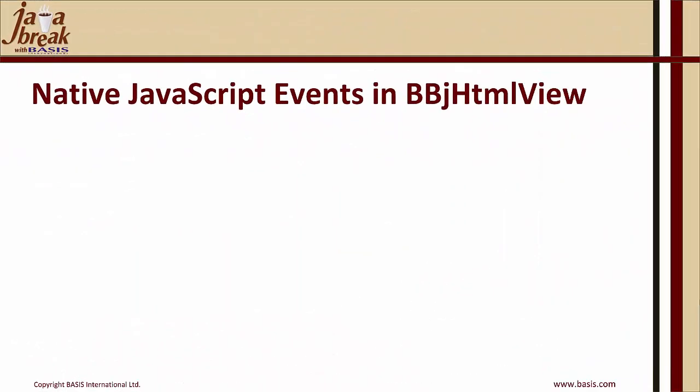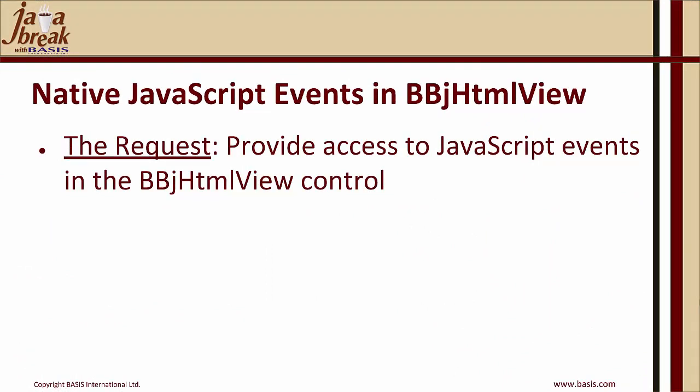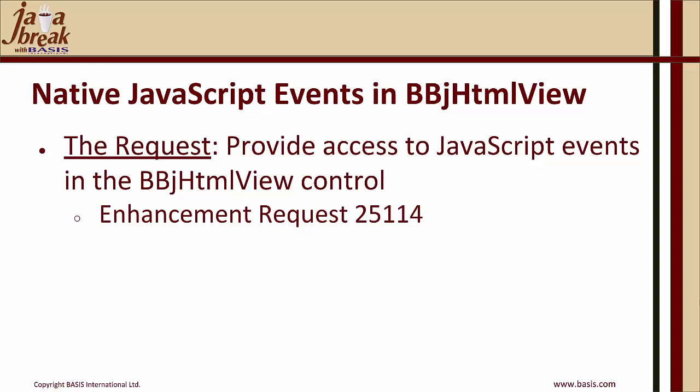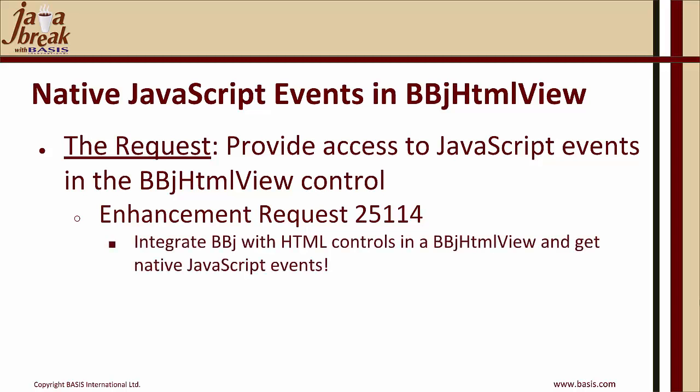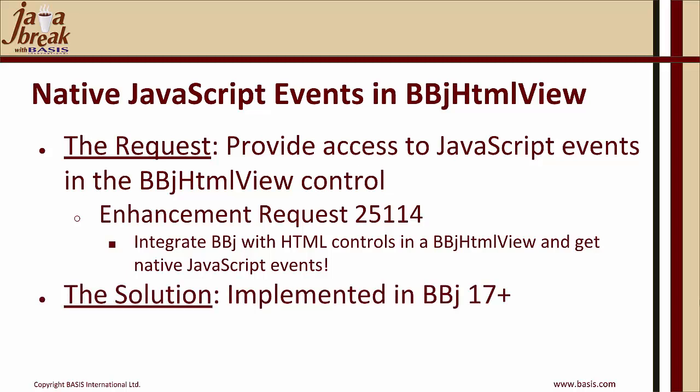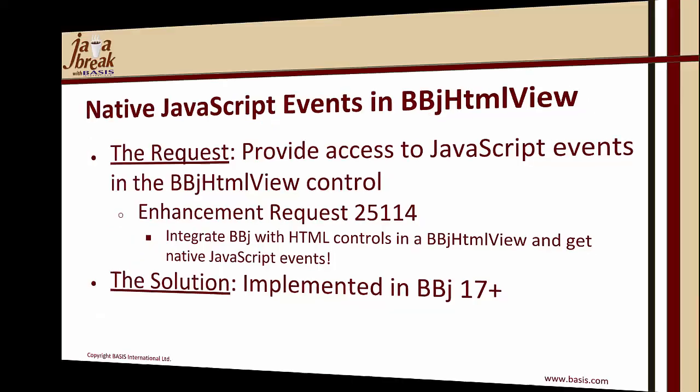Let's have a look at some examples of native JavaScript events in BBjHtml view. So the request put out there several years ago was for us to provide access to JavaScript events in the BBjHtml view control. That was enhancement request number 25114, to integrate BBj with HTML controls in a BBjHtml view and get native JavaScript events. The solution was implemented in BBj 17 and is available from that release forward.